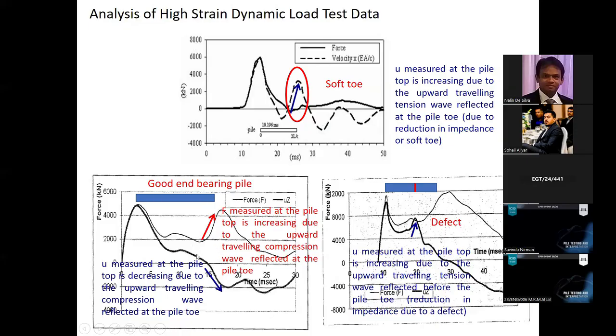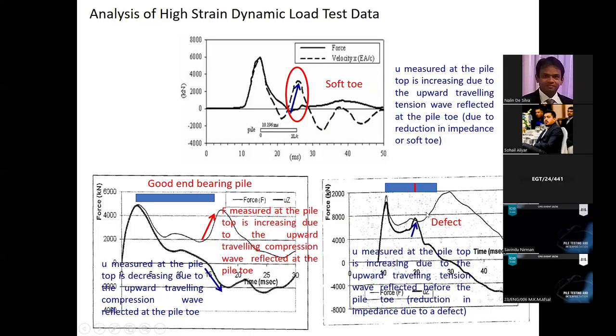So it's a good quality pile, and close to the end of the pile, significant increase in the force and the significant reduction in the velocity. This is indicating that the pile is resting on good end-bearing strata, right? So this pile will mobilize a significant end-bearing value.